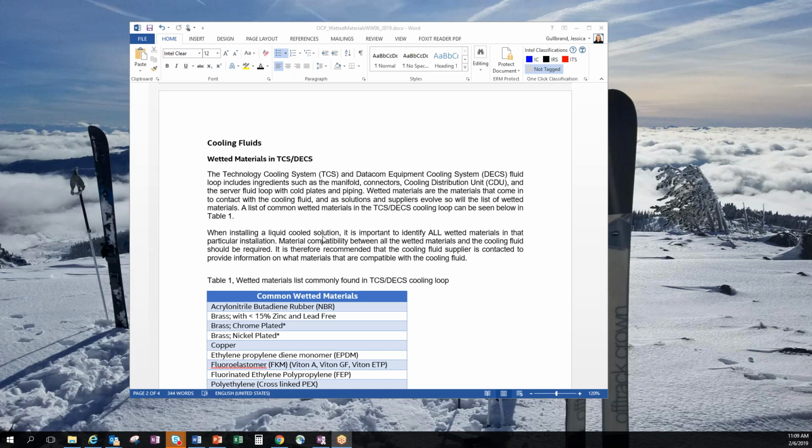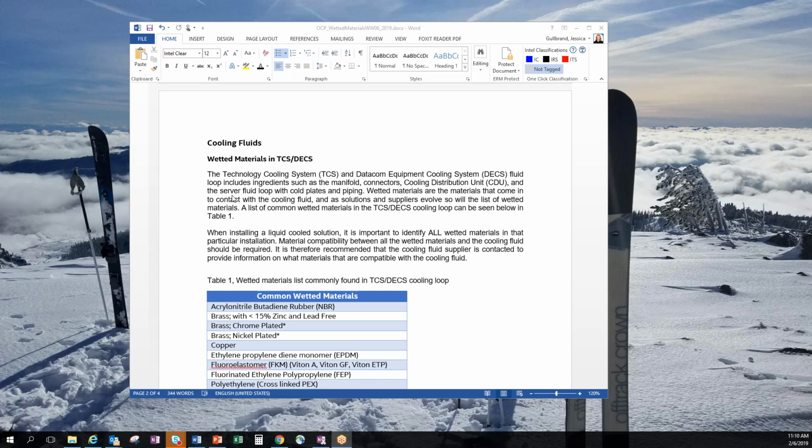It's the technology cooling system, TCS, if we're using the same terminology as used in ASHRAE, and as well the cooling loop through the Datacom equipment cooling system, DECS. So we're using the same terminology as ASHRAE instead of creating a different terminology. It really includes the manifold, connectors, CDU, and server fluid loop, whatever you're cooling on your server itself, with cold plates and piping and everything else.